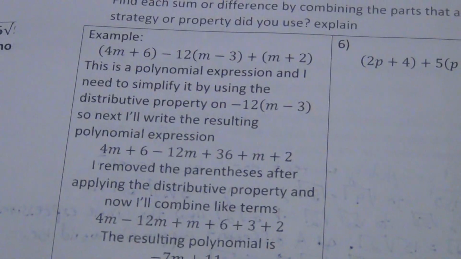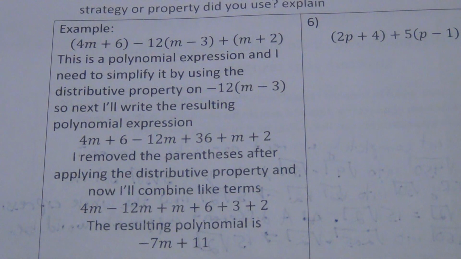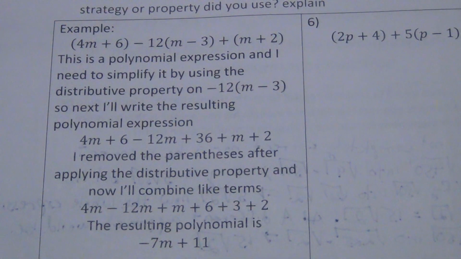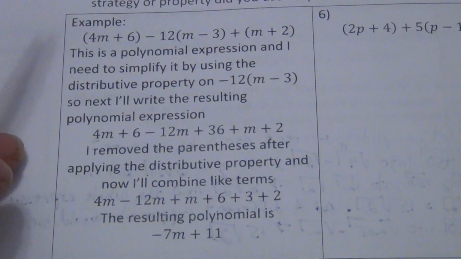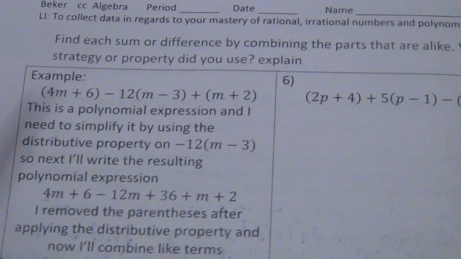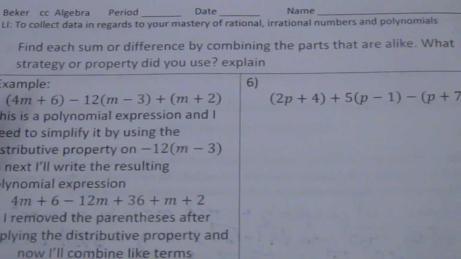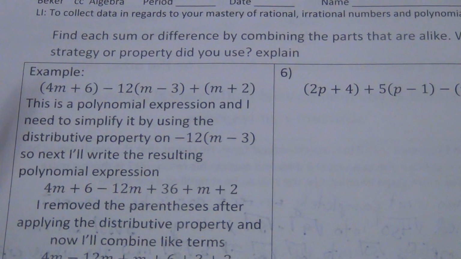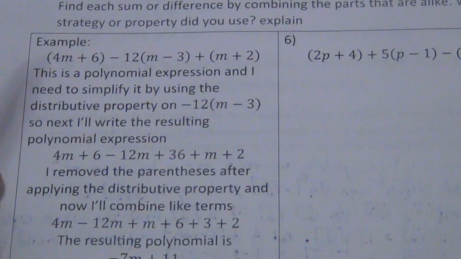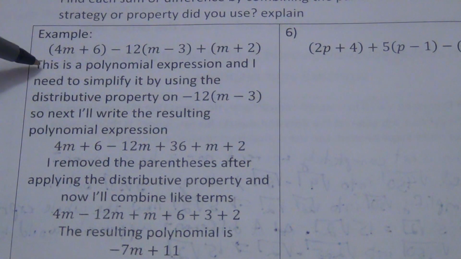Let's see what we have here. So here you're going to basically choose two problems. That's what it says, right? Choose two problems on this side. It says, find each sum or difference by combining the parts that are alike. What strategy or property did you use? Explain. So I'm giving you this example.